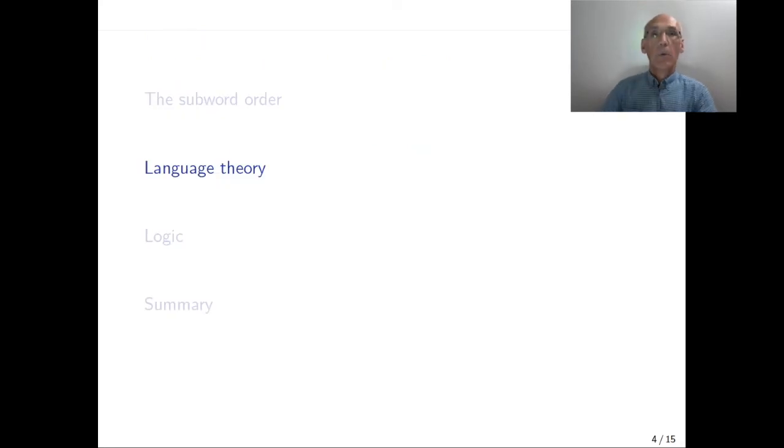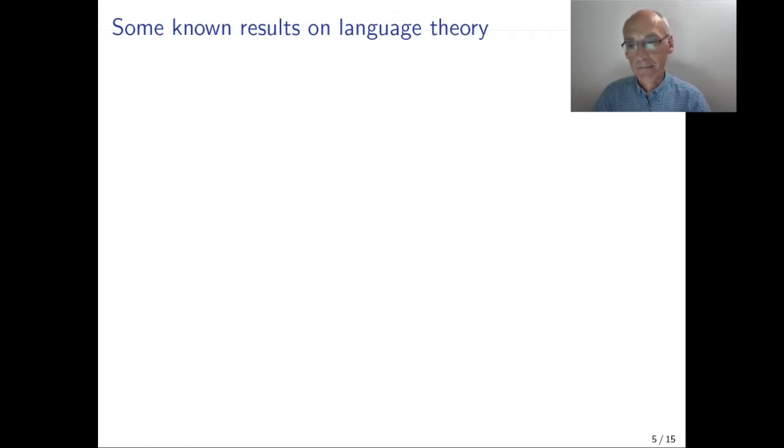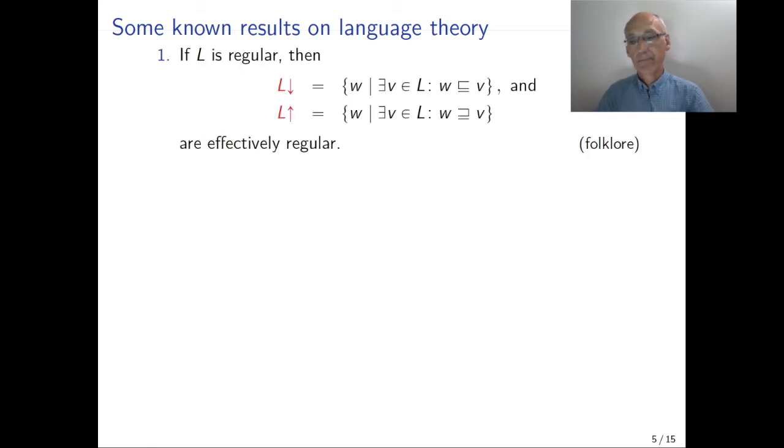Okay. We are considering in the first part of this talk the subword order from a language theoretic point of view, and therefore I'm now recalling some results from language theory. First of all, a folklore result. If you take a regular language L and you take the set of all subwords of elements of L, the downward closure, the set of all words that have some superword in L, then this downward closure is effectively regular again. You can construct an NFA for the downward closure from an NFA for L.